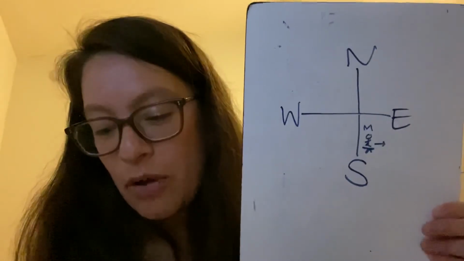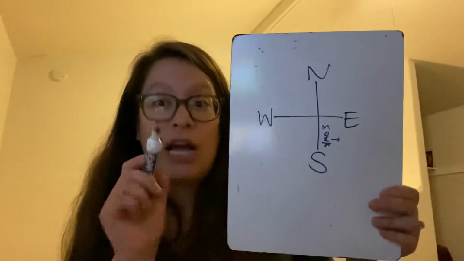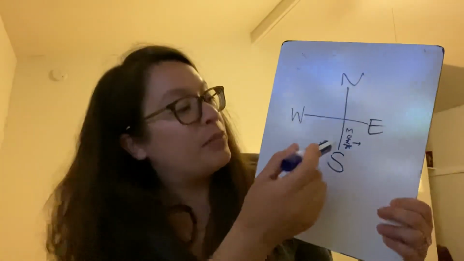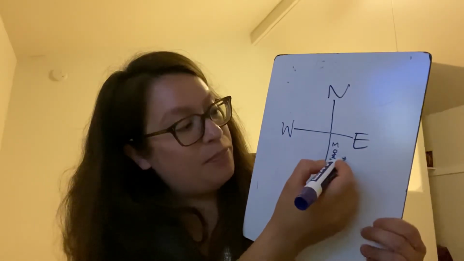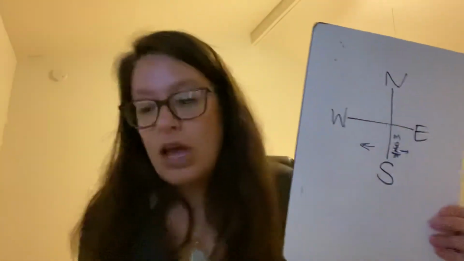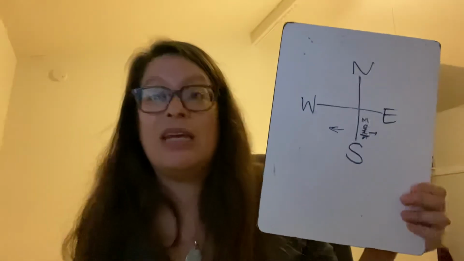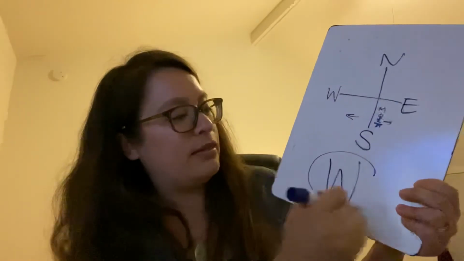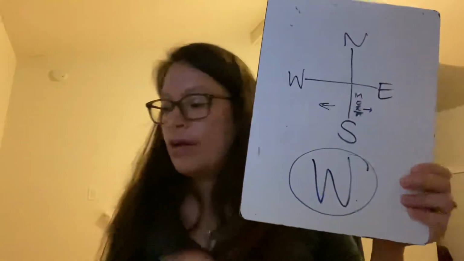Micah skated east, turned 180 degrees. So remember, 180 degrees, not a full circle, right? It would be going halfway. So 180 would be going this way. Let me show you 180. So basically, it's like the opposite direction, right? And then he continued skating. So in what direction was Micah skating? He was skating west.